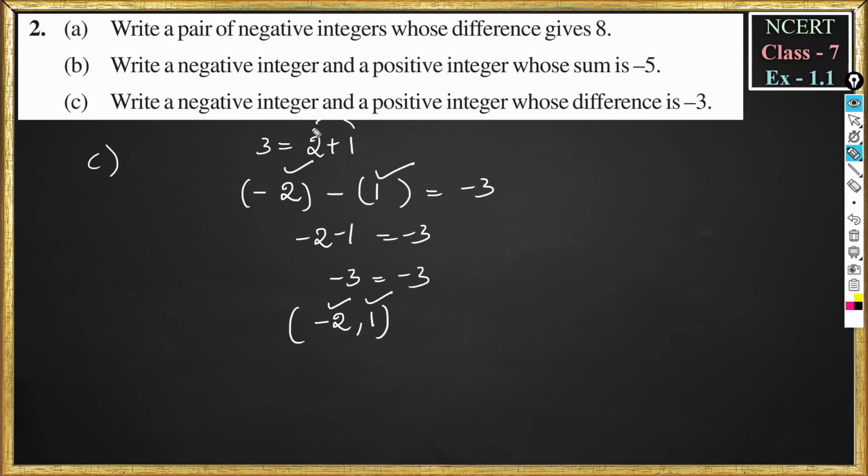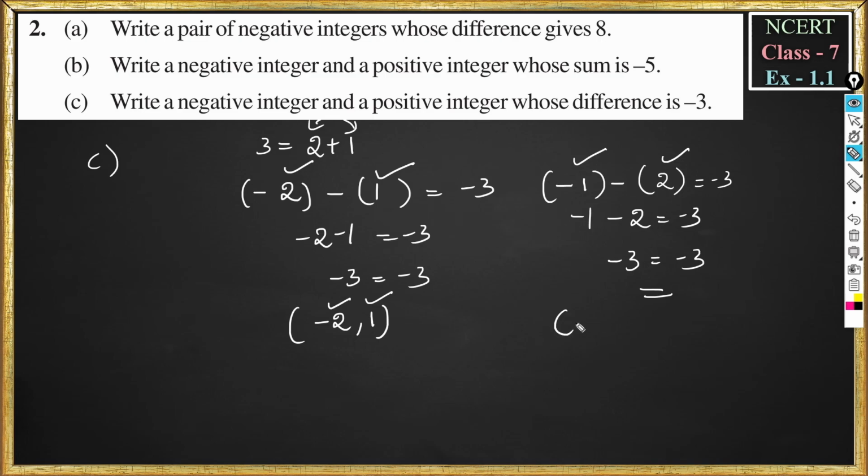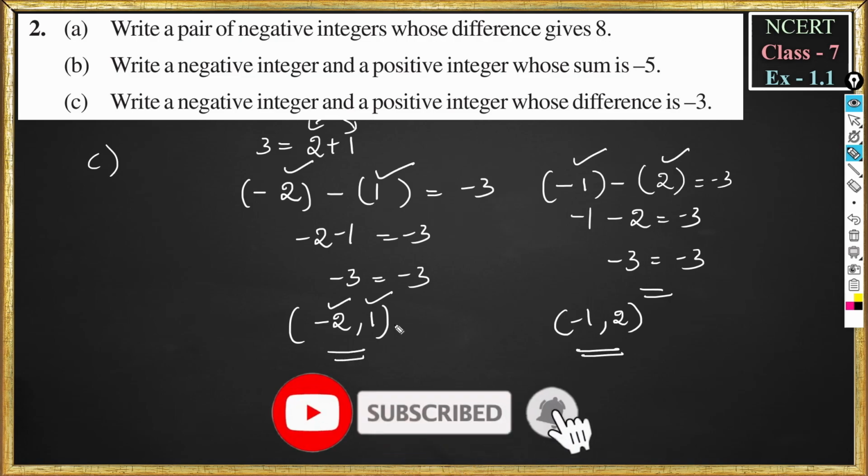Now we'll reverse these digits and we'll see what would be the answer. So here one negative integer, we put 1 here and minus 2 here, which should be equal to minus 3. This is equal to minus 1 minus 2, which is equal to minus 3. In case you take the pair of integers minus 1 and 2, where one is a negative integer and one is a positive integer, the difference of these numbers is equal to minus 3. So minus 2 and 1 is also correct, and minus 1 comma 2 is also correct.